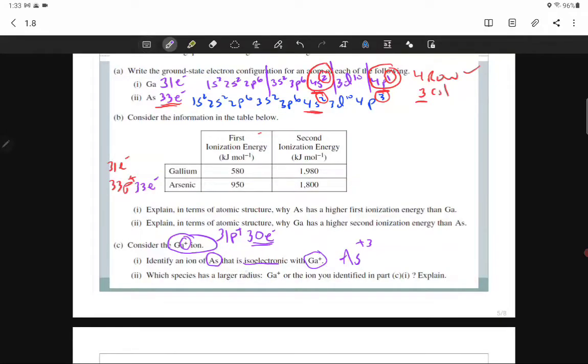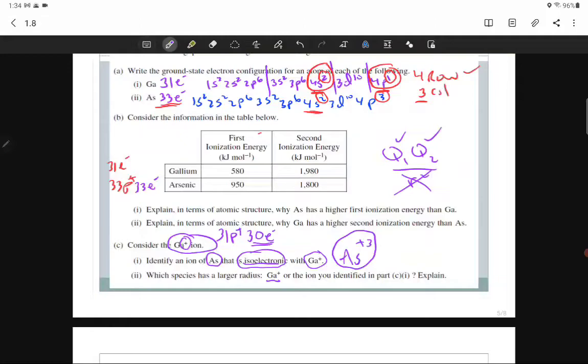Okay, which species has the largest radii? Gallium ions or the one we just used, arsenic +3. So size deals with charge, and it also deals with distance away from the nucleus. Well, if they're isoelectronic, it can't be about the distance because they're going to have identical distances from the nucleus. So now it's about charge.